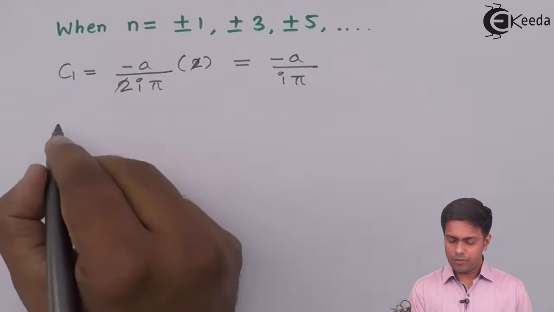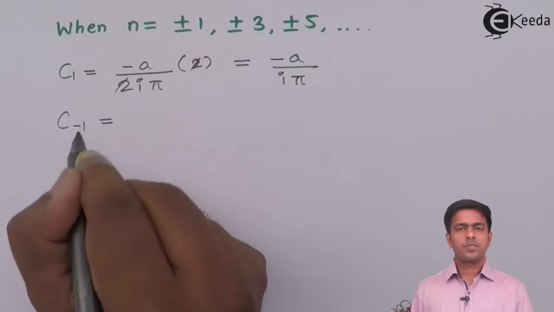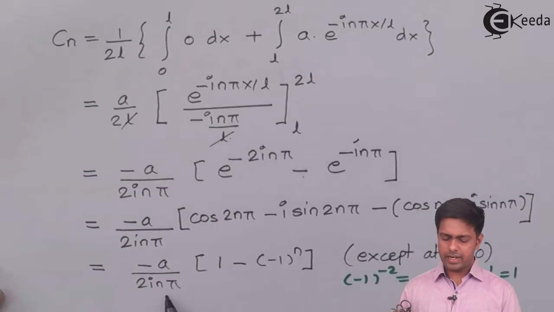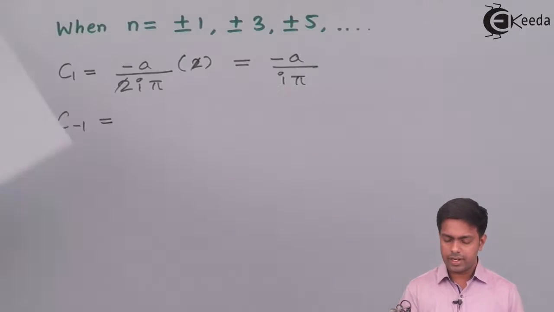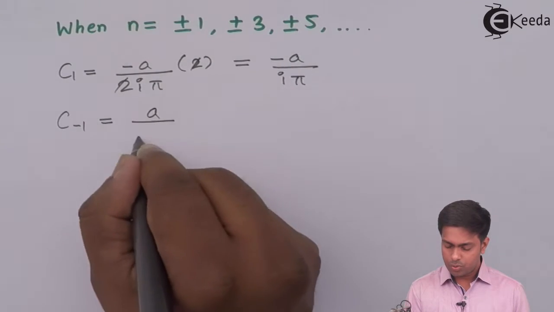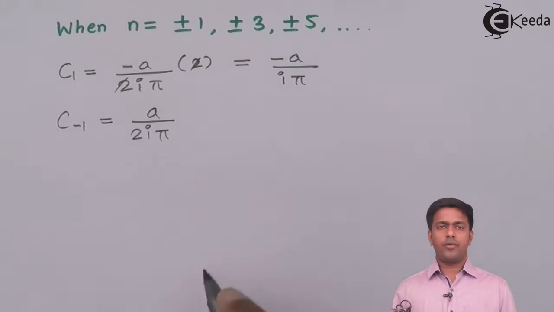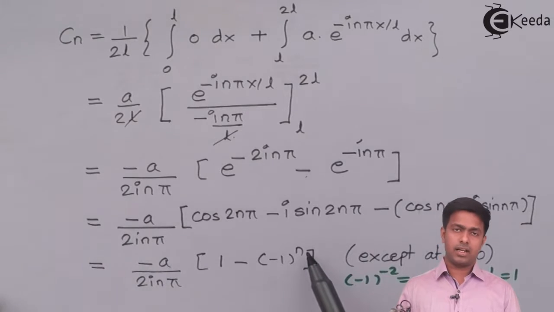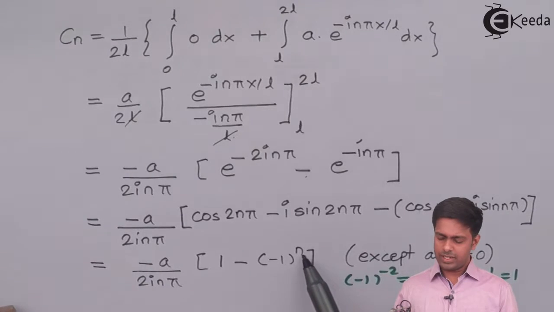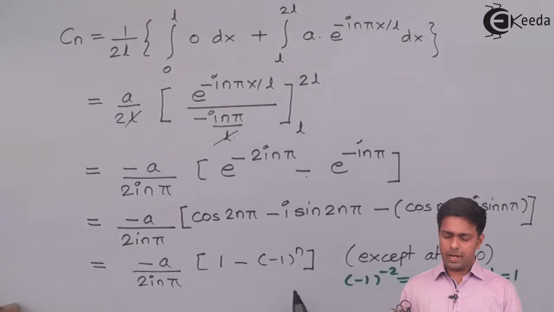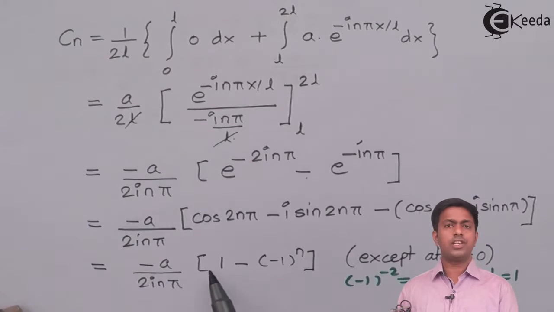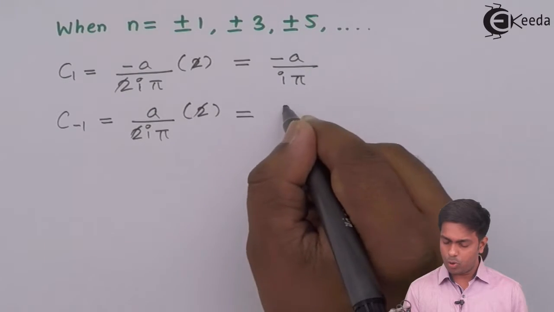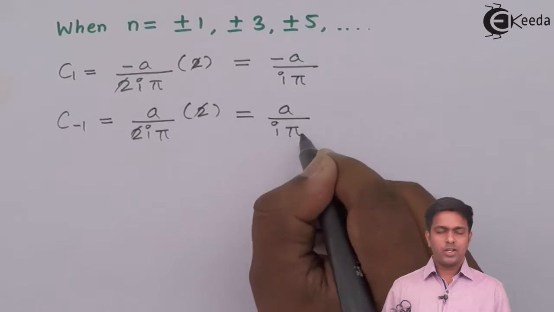Now let's find out the value for C of minus 1. So if n is negative 1, what will happen? Here we'll put n as negative 1 and the negative will become positive, and we will get a upon 2i pi. Now let's see what we get in the bracket. So here we'll get minus 1 raised to minus 1. Guys, that is again minus 1 using the same relationship. So minus 1 and this minus is plus. So 1 plus 1 is 2. So here I'll say it is 2, 2 and 2 cancelled, and guys, we will get a upon i pi. So we got two values.